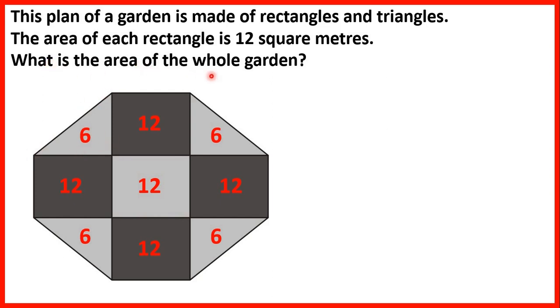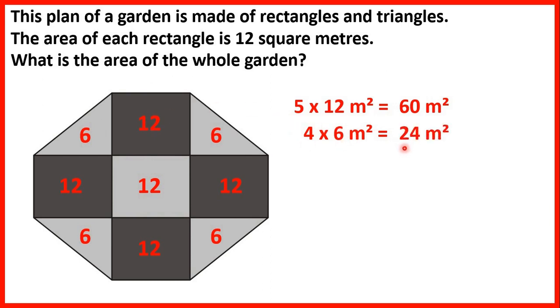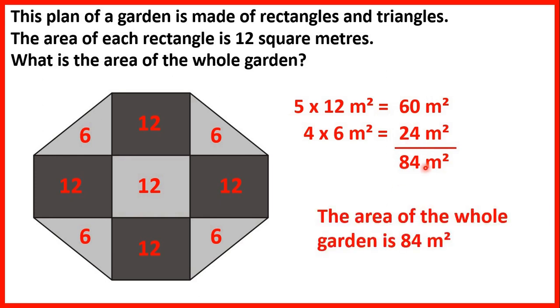But we need the area of the whole garden. So we have 5 rectangles which are each 12 meters squared, so that's 60 meters squared just for the rectangles. But we also have 4 triangles, and the area of each triangle is 6 meters squared, because the triangles are half the size of the rectangles, and 4 times 6 is 24. So if we add up the total area for our rectangles and our triangles, we get 84. So the area of the whole garden is 84 meters squared.